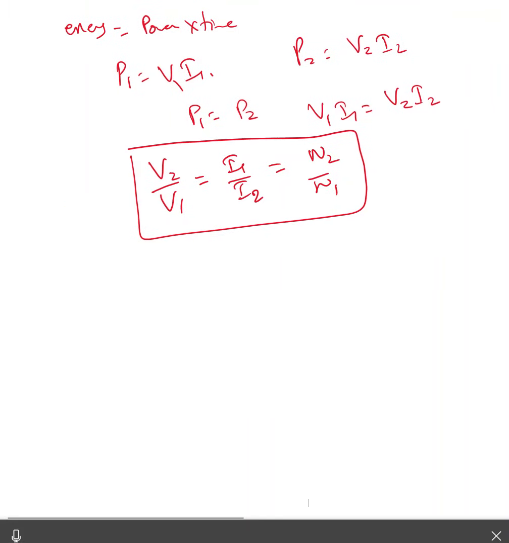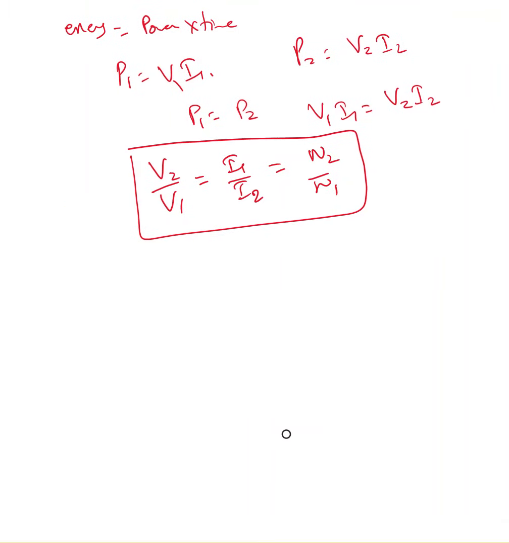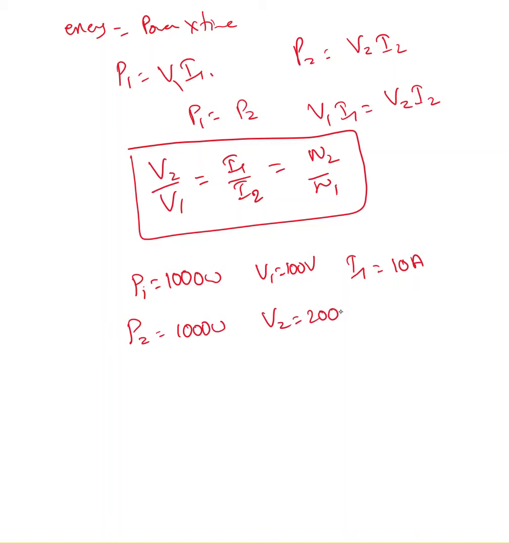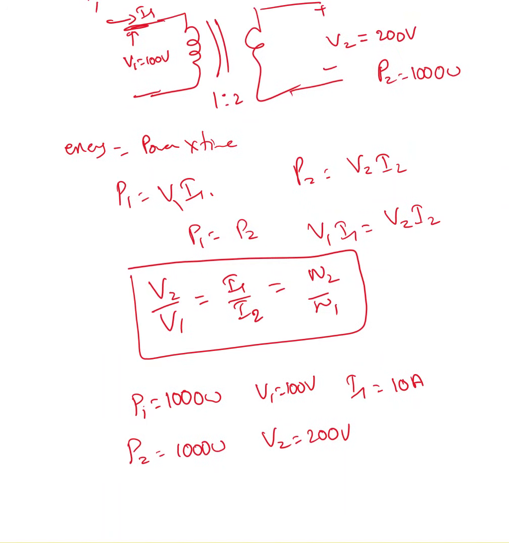Based on this, you can see what my I1 is. If my P1 equal to 1000 watt and V1 equal to 100 volt, what is I1? I1 equal to 10 ampere. Now P2, the power in the secondary winding, is 1000 watt, and V2, since it is a step-up transformer, I end up with 200 volt. What is I2? Which is just 5 ampere.